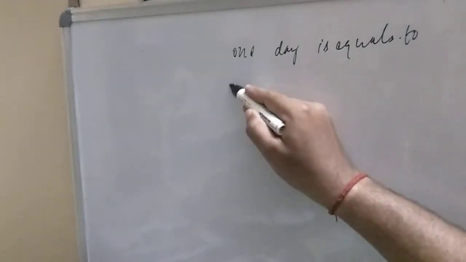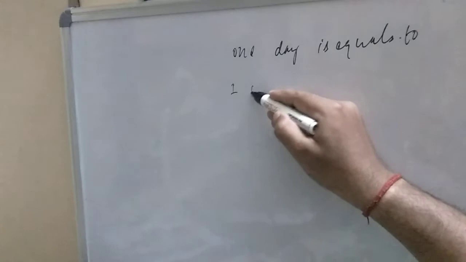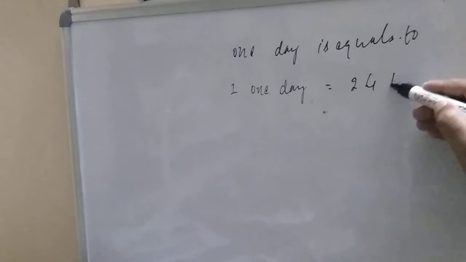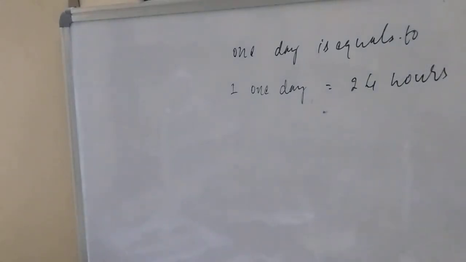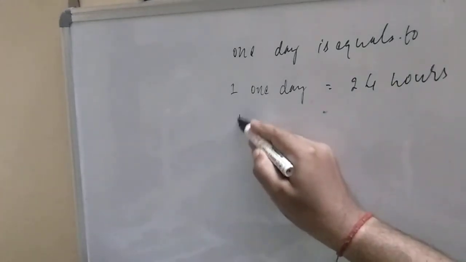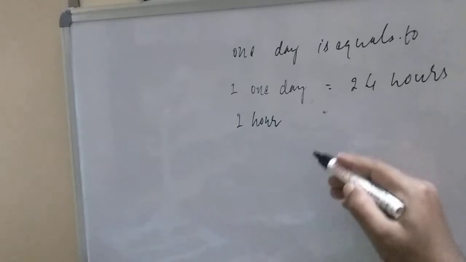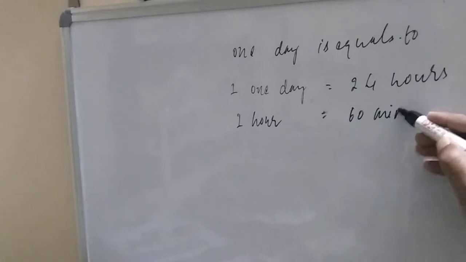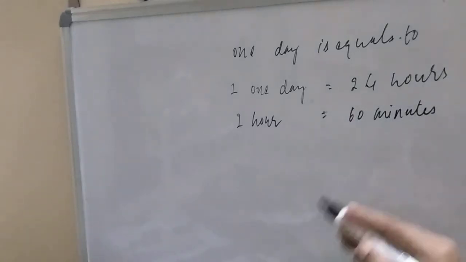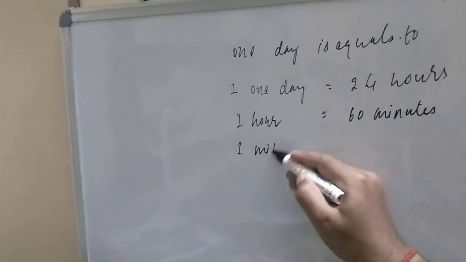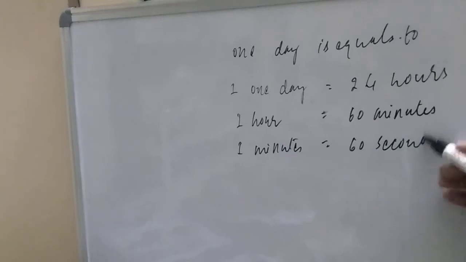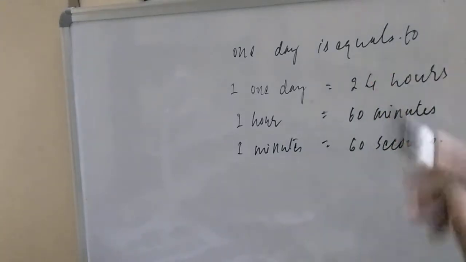So you know, student, in one day how many hours are there? One day is equal to how many hours, student? That is 24 hours. Okay, one day is equal to 24 hours. Now, 1 hour is equal to 60 minutes. And 1 minute is equal to how many? That is 60 seconds. Okay, so they are asking, one day is equal to.